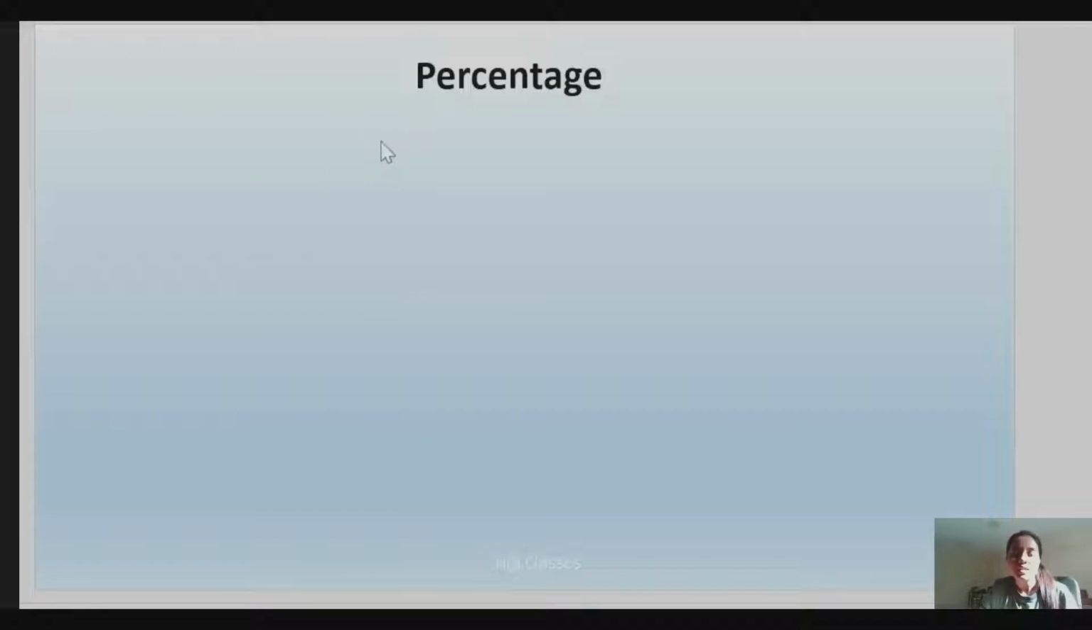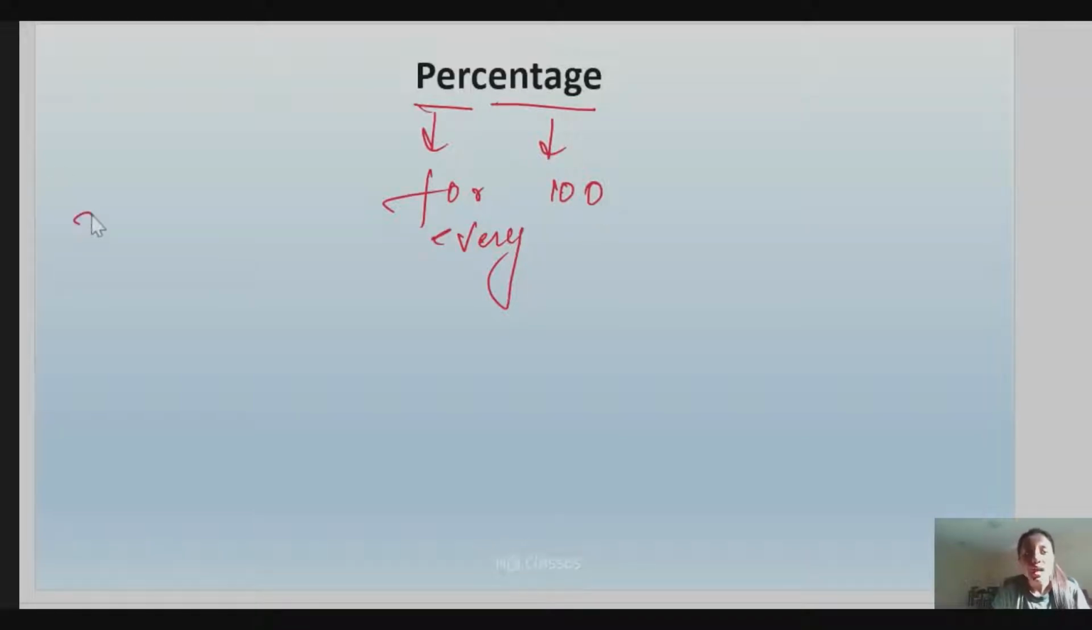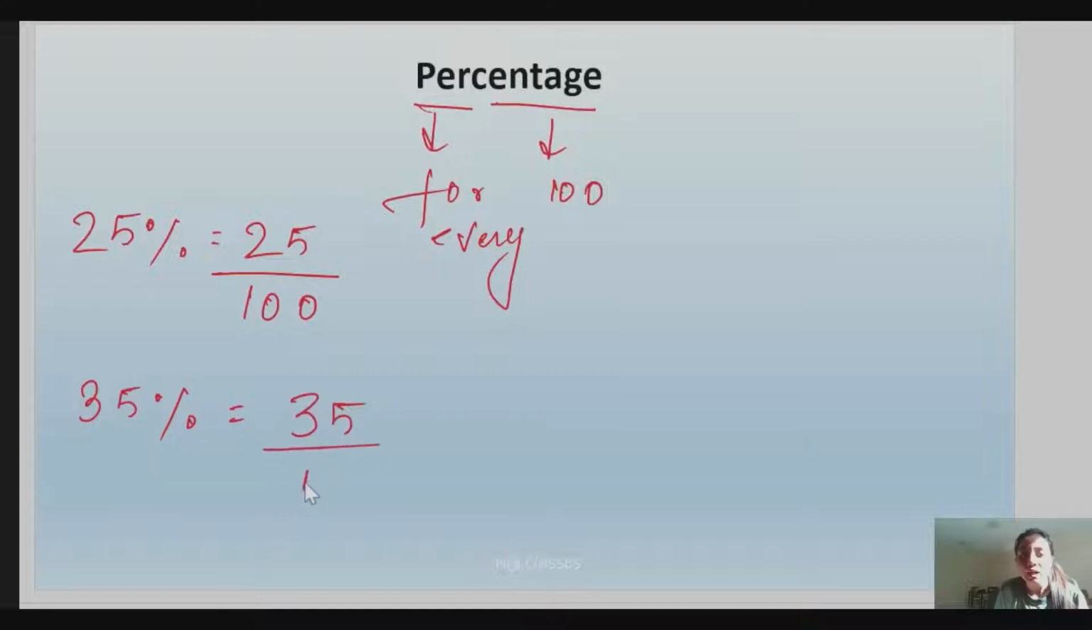Now what is percentage? Here this "per" means for every and this "cent" means 100. So percentage means for every 100. Suppose we are having 25%. We can write it as 25 by 100. If we are having 35%, we can write it as 35 by 100.